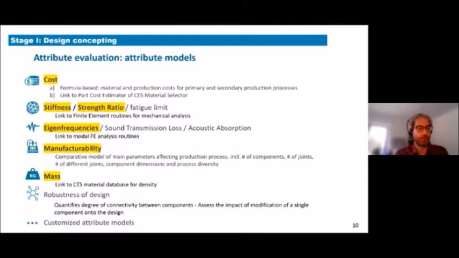We have models for the stiffness of the structure, the strength, and fatigue limit also. Here we link the conceptual workbench to the finite element routines for mechanical analysis. Also for NVH properties, what we will show today is work on the eigenfrequency. Here the modal analysis has also been linked. The manufacturability is a comparative model, where the main parameters of the production are taken into account, like number of components, the weight of the heaviest component, process diversity, items like this. And we also, of course, consider the mass. Beyond this, there are two other models more customized to different problems that can also be exploited, of course.